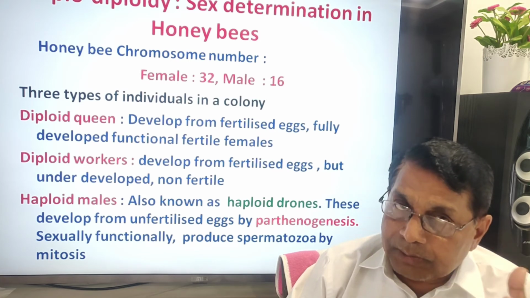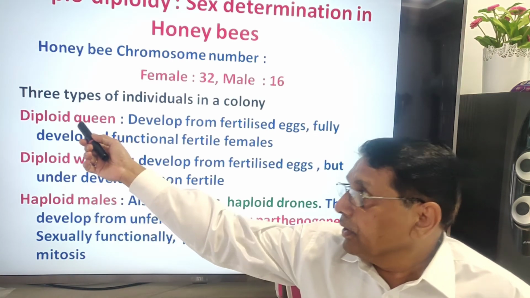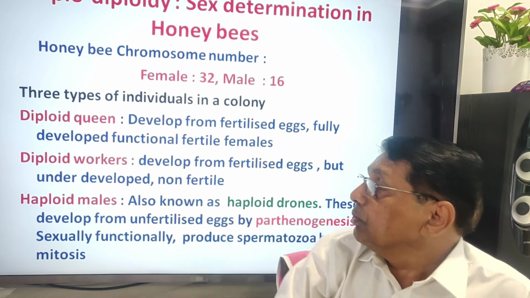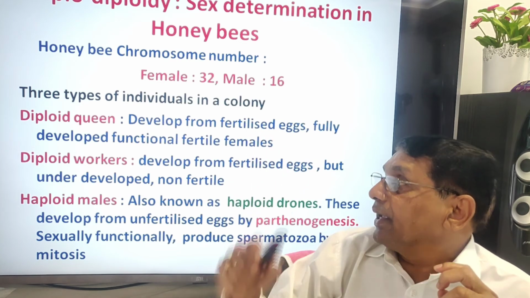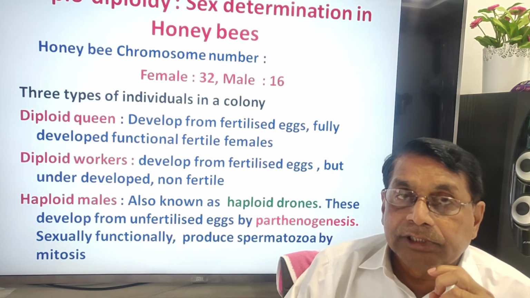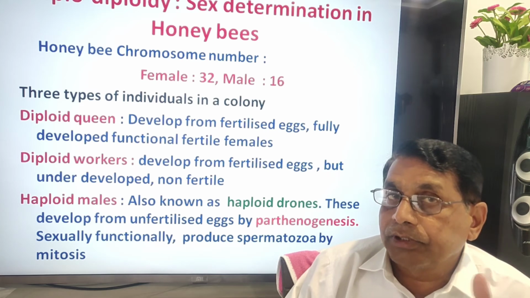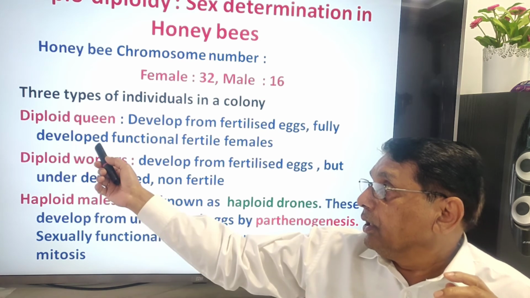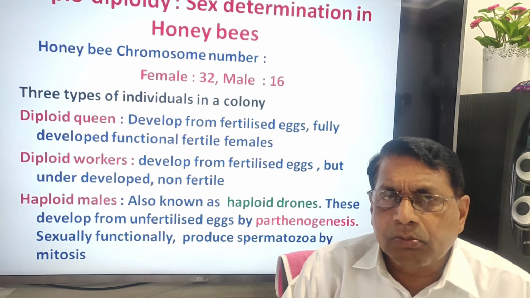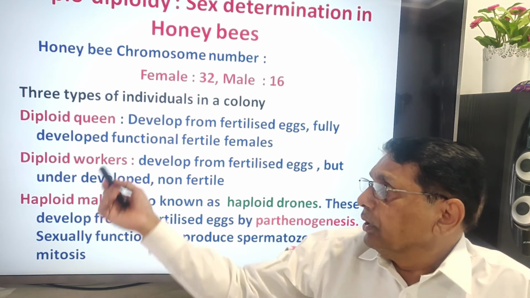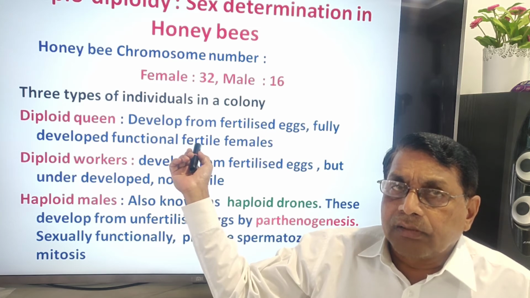There will be three types of individuals in a colony. One is called queen, that is diploid, carries 32 chromosomes. It develops from fertilized eggs. Queen diploid, 32 chromosomes. It develops completely, very big size-wise. It takes more nutrients. This is fertile. Queen is fertile.